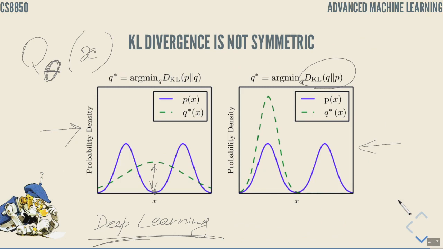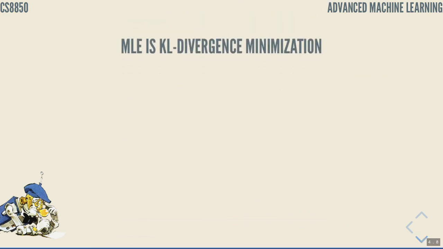Now, why did I tell you all of that, and how is it related to the main point of our lecture, maximum likelihood estimation? Well, maximum likelihood estimation, in fact, is KL-divergence minimization. I'm going to show it now really quickly.